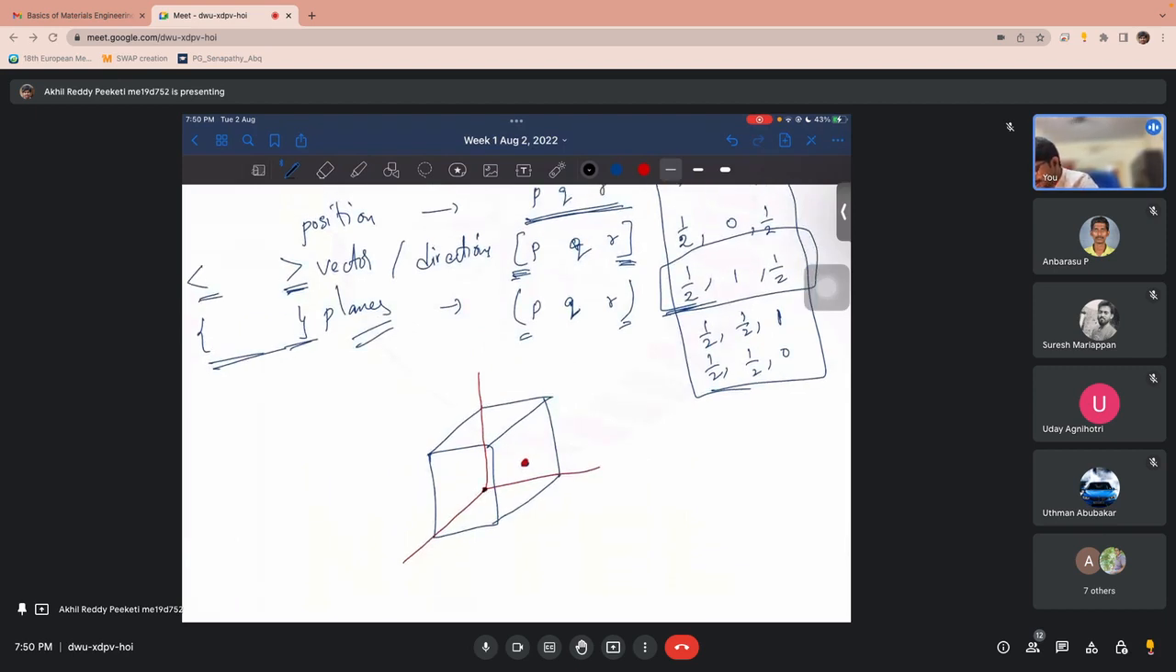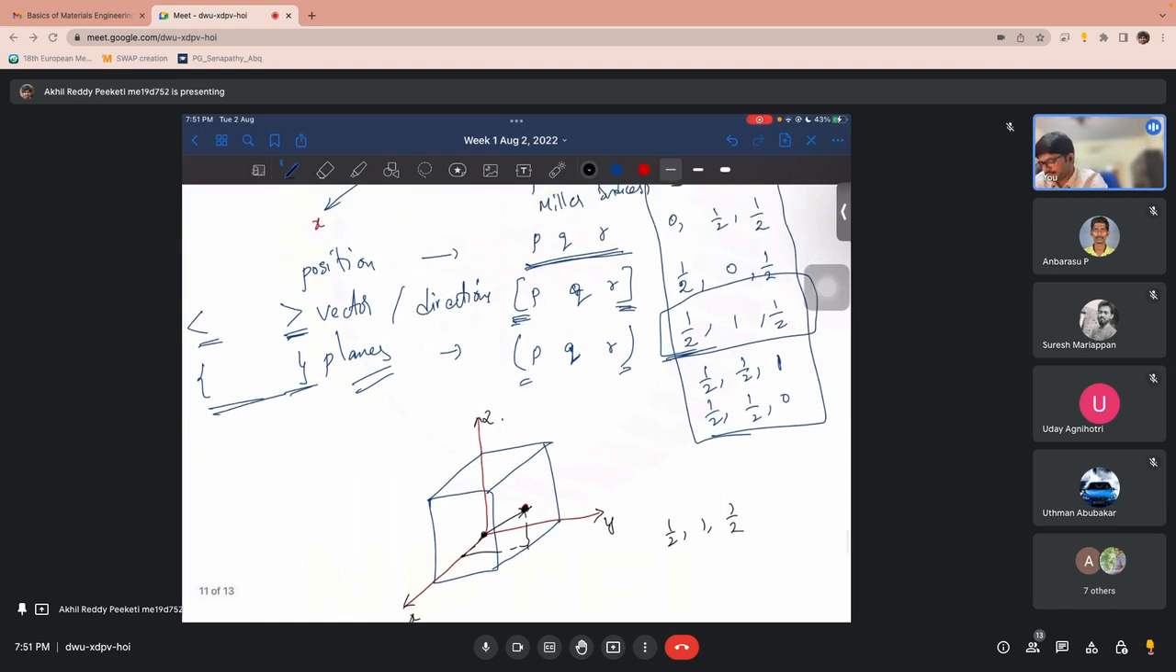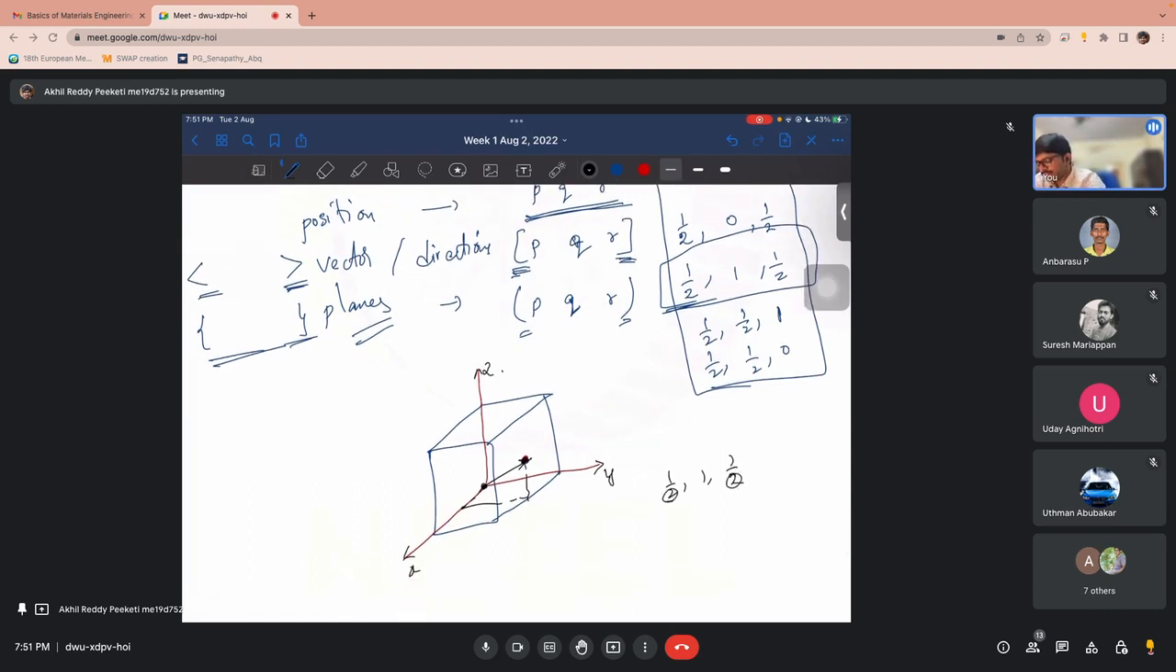If you can see, the vector will be from 0, 0 of the unit cell to this point. So the x component of that would be half, the y component being 1 and the z component being half, as we know for the positions. But when you are giving the vectorial notation, you convert that to integer format only. So if you multiply all of these with 2, then it will become 1, 2, 1. So this would be the Miller index vector for this face centered atom.